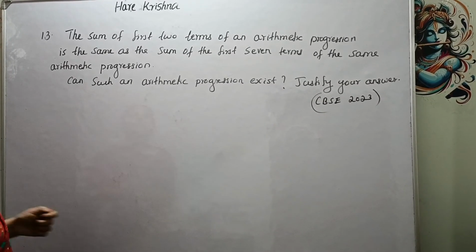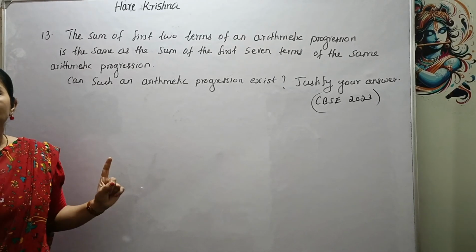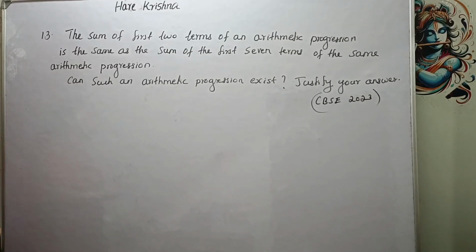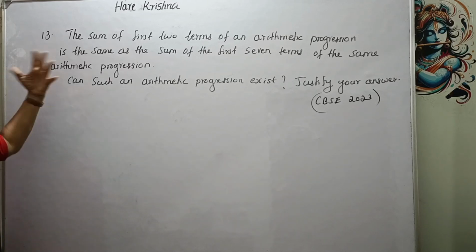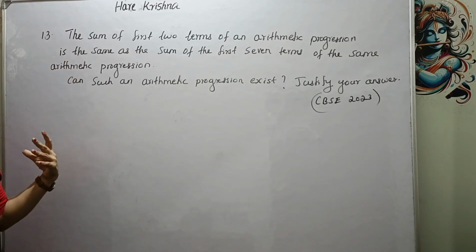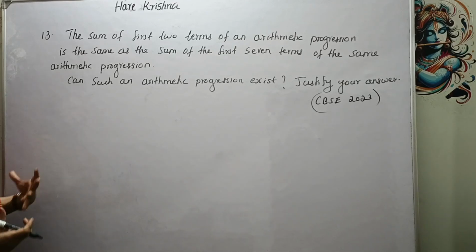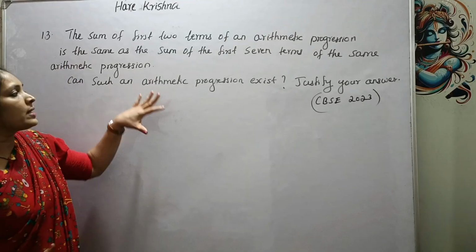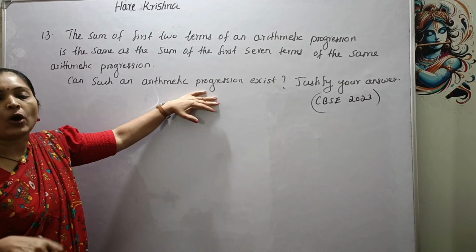Look at this question. The sum of the first two terms of an arithmetic progression is the same as the sum of the first 7 terms of the same arithmetic progression. Can such an arithmetic progression exist? Justify your answer. If the sum of the first two terms and the sum of the first 7 terms of the AP are equal, then we have to check whether such an arithmetic progression exists or not.